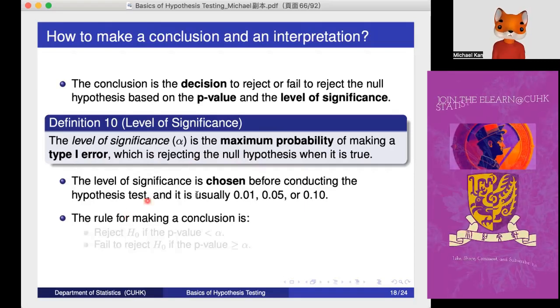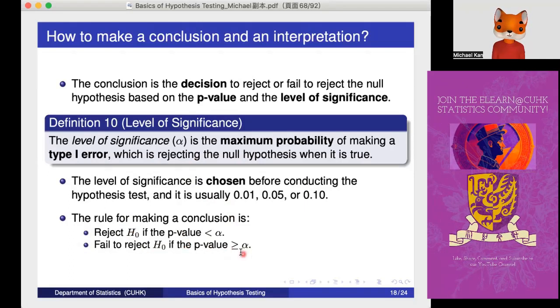So what are the rules for making this conclusion? In fact, we usually use 0.01, 0.05 or 0.1 for alpha. The rule is, if the p-value is smaller than alpha, we reject H0. This means that we have enough evidence to support our alternative hypothesis. The reverse is true: if it is greater than or equal to alpha, we do not reject H0. So we don't have enough evidence to support our alternative hypothesis.